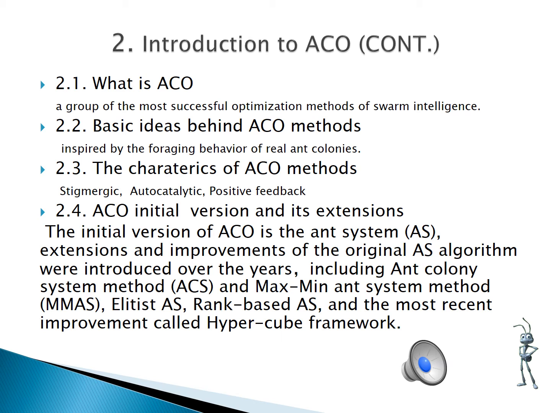The initial version of ACO, the ant system, was found to be inferior to state-of-the-art algorithms for the TSP, as well as other combinatorial optimization problems. Therefore, several extensions and improvements of the original AS algorithm were introduced over the years. Ant colony system methods, known as ACS, and max-min ant system methods, known as MMAS, are believed to be the more successful members in the family of ACO algorithms. Other successful variants of ACO include the elitist AS, rank-based AS, and the most recent improvement called the Hypercube Framework.